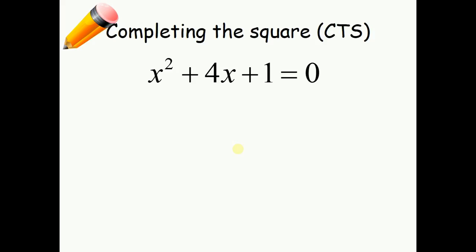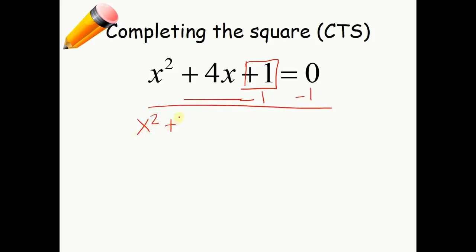So what we're first going to do is get our C value right here to the other side. It's going to make it easier for us. So I'm going to subtract 1 from both sides, and we'll be left with x squared plus 4x. And then I'm going to add plus blank. I'm going to make room for a blank on both sides. That way it makes it easier for us to fill in the blank.